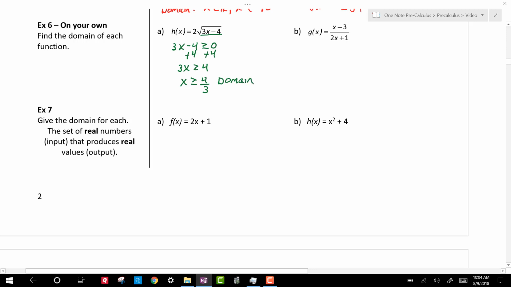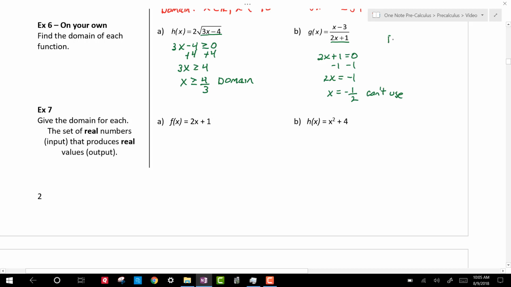Domain's done. Letter B, I'm going to take the denominator. I don't care if x minus 3 turns out to be 0, because 0 up top's okay. 0 down below is a no-no. So 2x plus 1 equal to 0. I'm going to subtract 1 on both sides. I get 2x equals negative 1. Divide out the 2, and I get x equals negative 1/2. That is not my domain. That's the number that I can't use. This is a no-no. Can't use this number in my fraction for g of x.